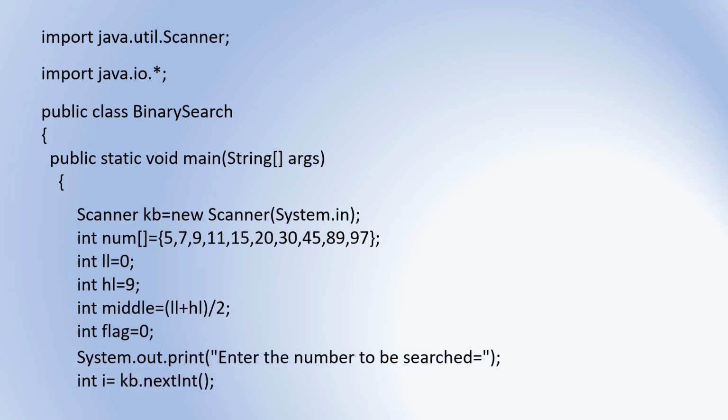Let's ask the user to enter the number, and with the help of KB, which is a scanner class object, let's save the value in I.